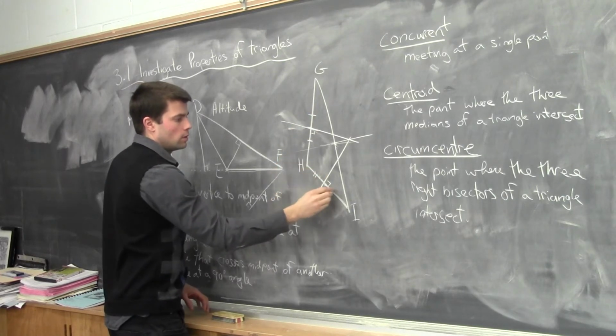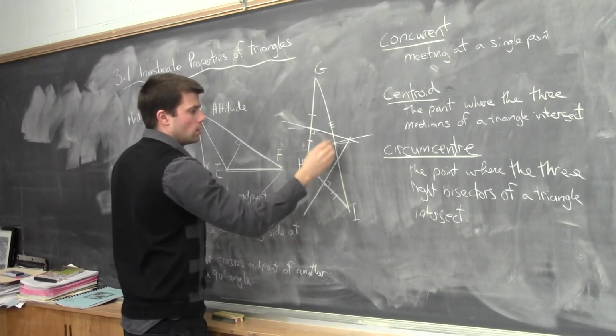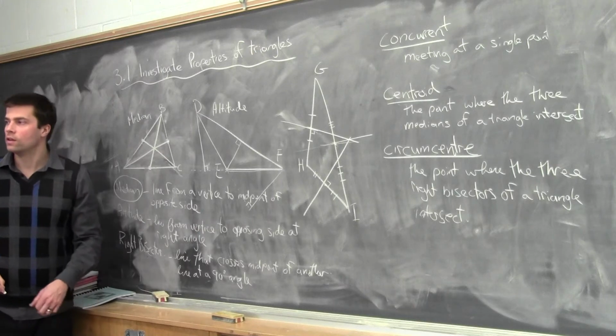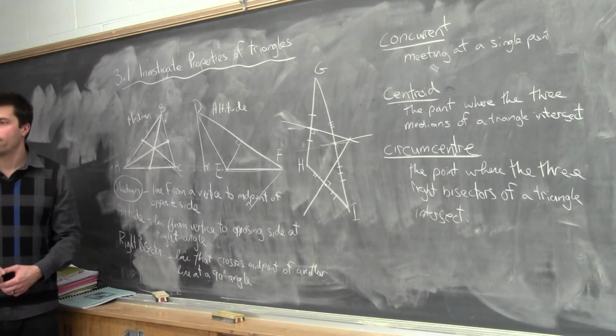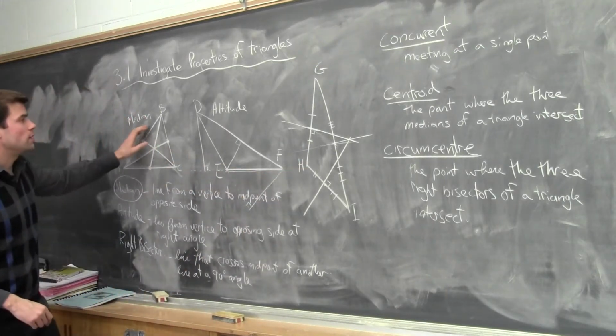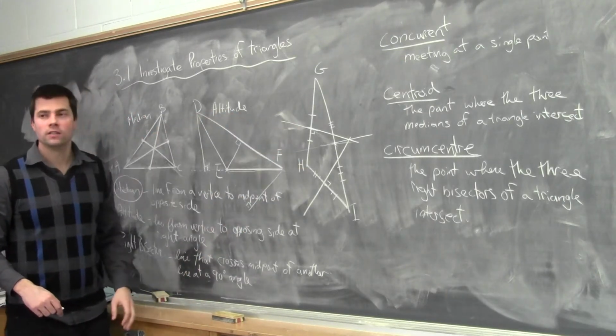There's whispering going on. Is there a question? No. No? Okay, so we understand now what a median, an altitude, and a right bisector are.